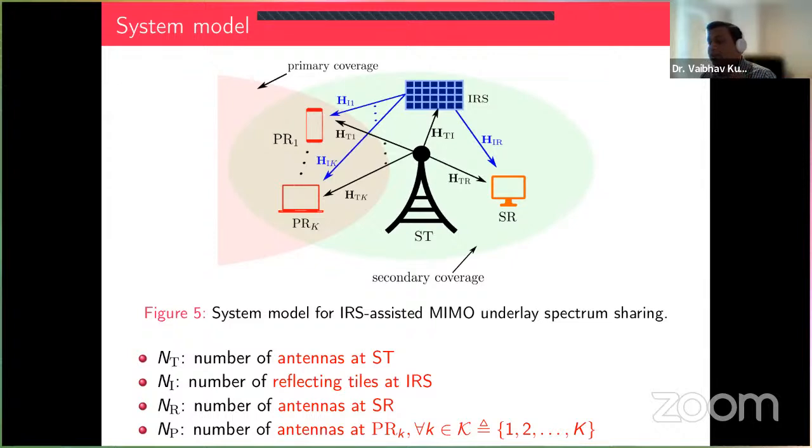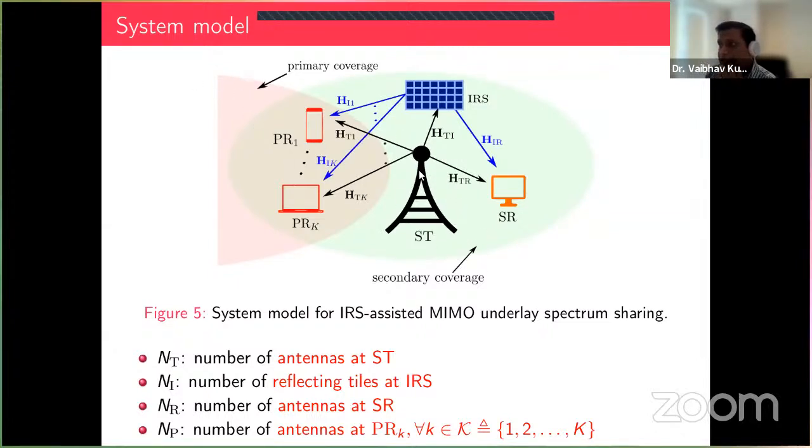But if we use the same spectrum, we will be creating interference to the licensed user. Can we keep our interference below a certain threshold so that the quality of service of the licensed receivers is not degraded beyond a particular limit? That is the idea of underlay spectrum sharing. There are other aspects like overlay and interweave, and maybe some mixed strategies. Here we are focusing on underlay spectrum sharing.